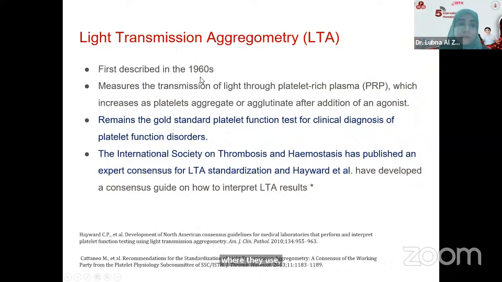The gold standard investigation for inherited platelet disorder is light transmission aggregometry. Although it was described in 1960, improvement in the processing and the pre-analytical variabilities took time to be developed over the years. However, there are now consensus expert guidelines published by the International Society of Thrombosis and Haemostasis for standardization of the process of light transmission aggregometry, as well as from a North American group for interpretation of the light transmission aggregometry results.